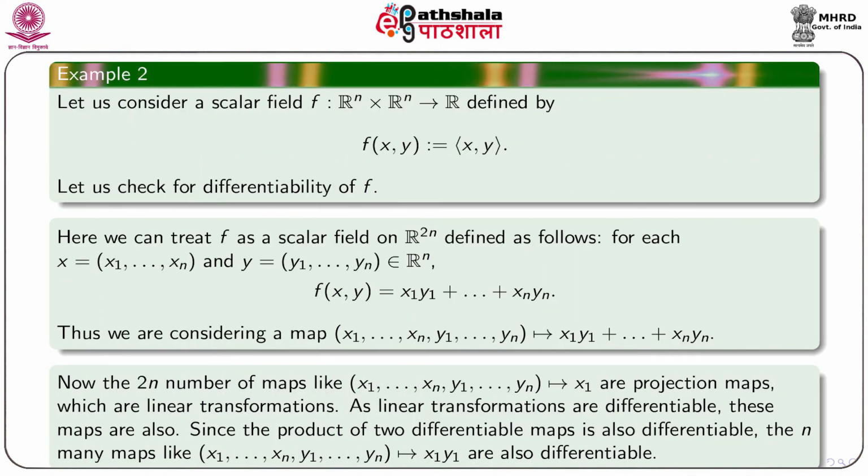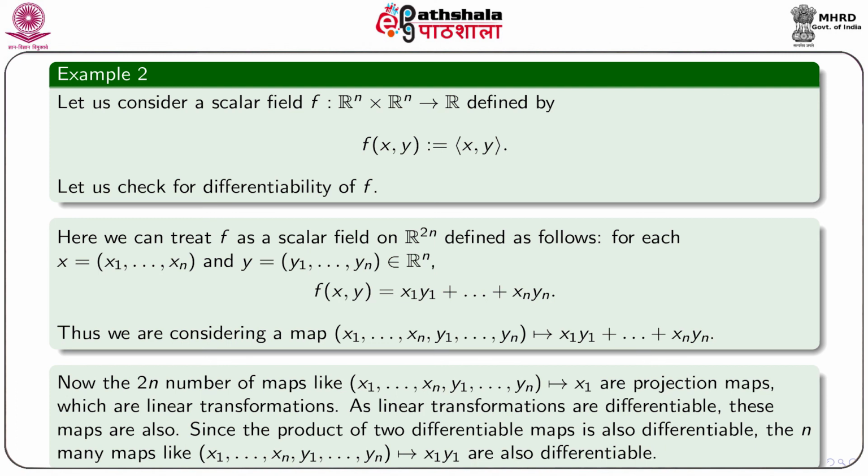We consider another scalar field f defined over the Cartesian product of R^n with itself to R. If (x, y) is any ordered pair in R^n cross R^n, we define f of (x, y) as the inner product of x and y. Obviously, f is real valued and we want to check the differentiability of f.